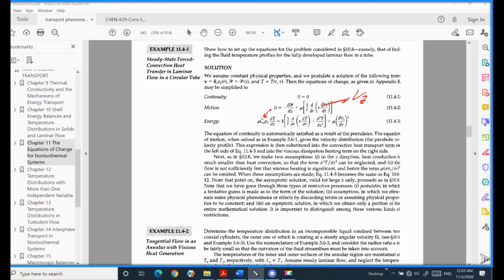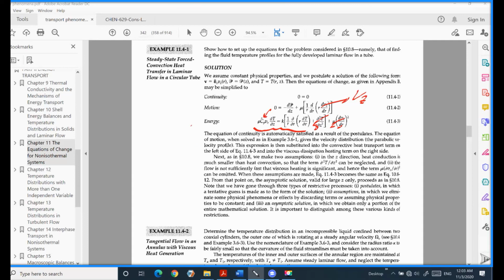Finally, we can make assumptions. The first assumption is that in the z direction, heat conduction is much smaller than the heat convection, so this term here can be neglected, assumed close to zero. The second one is that the flow is not sufficiently fast for viscous heating to be significant. Hence, this term can also be omitted, assumed zero. Finally, we just have these two terms here, so we can solve this problem with these assumptions.